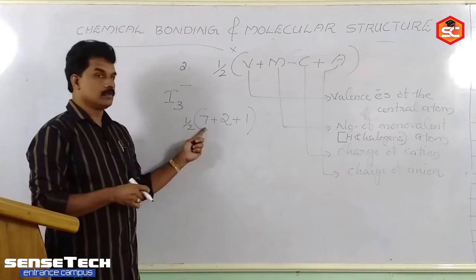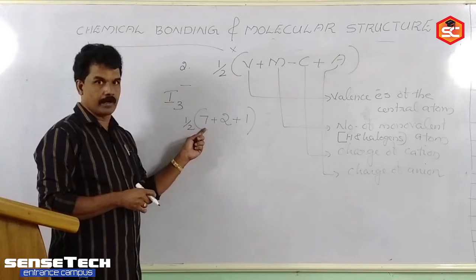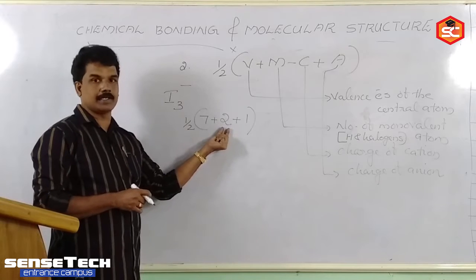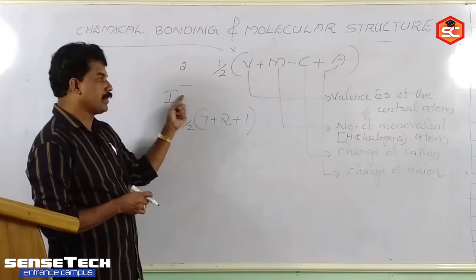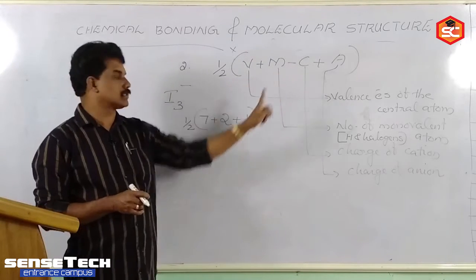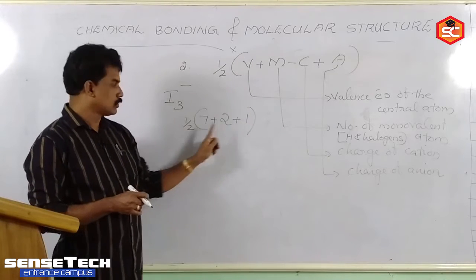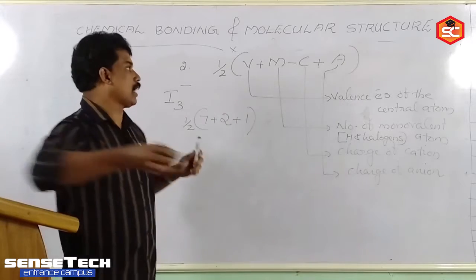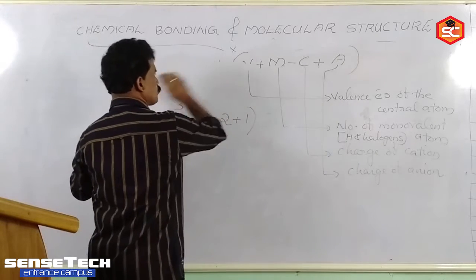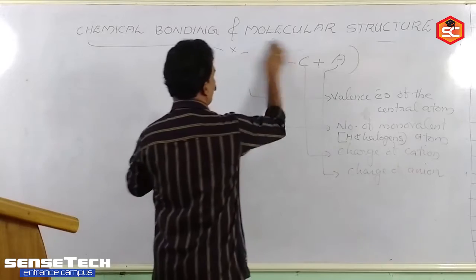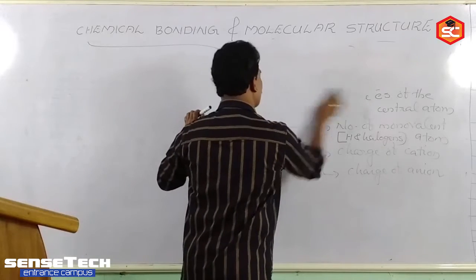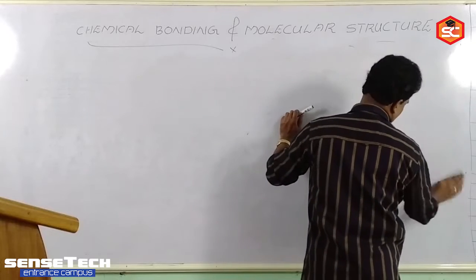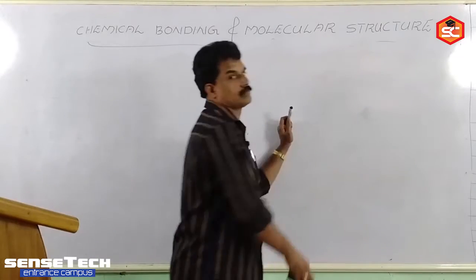One iodine is the central atom, valence shell 7. The other 2 are combined atoms, both monovalent. Number of monovalent atoms 2. It is an anion, so plus A, where A is the magnitude of the anion charge, 1. So 10 by 2, 5. That is the way you can identify the hybridization of any species. You have to follow this formula, be thorough with it, and follow your own way. You can write many molecules and practice the hybridization.